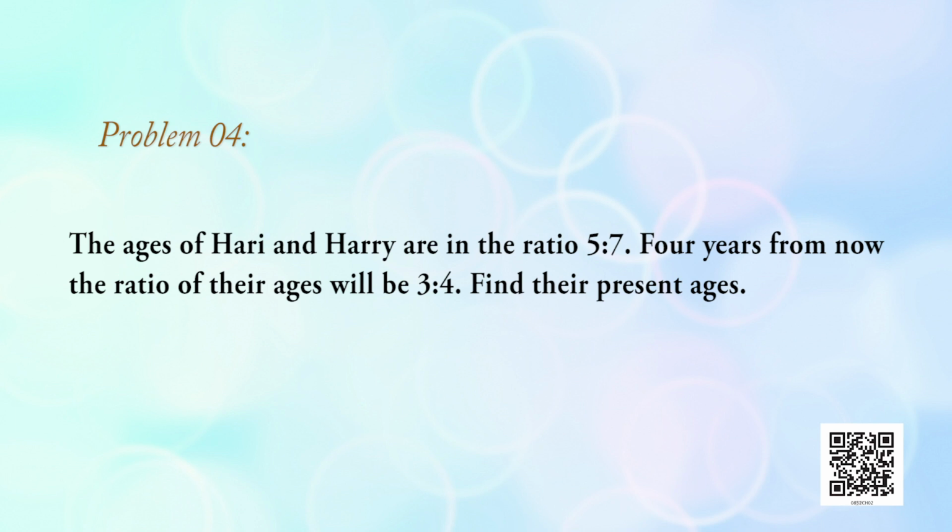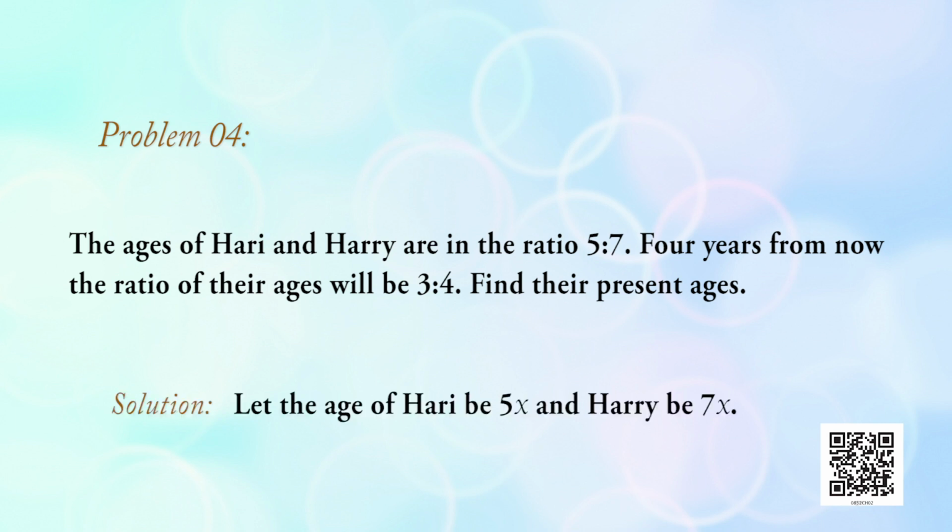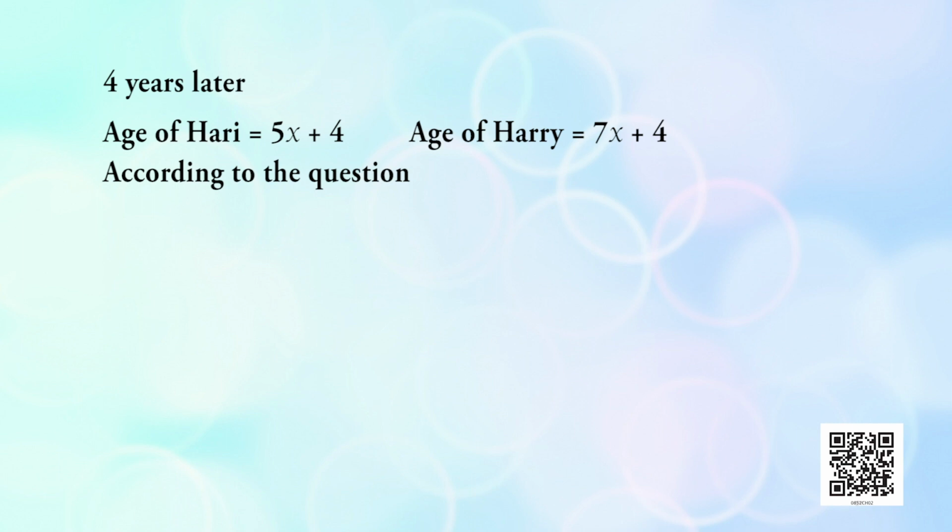By observing the given conditions, we can form the required linear equations as follows. Let the age of Hari be, by considering the ratios, 5x and Harry's age will be 7x. 4 years later, age of Hari becomes 5x + 4, age of Harry becomes 7x + 4. According to the question, at that time the ratio becomes 3/4, hence we can write it as (5x + 4)/(7x + 4) = 3/4.